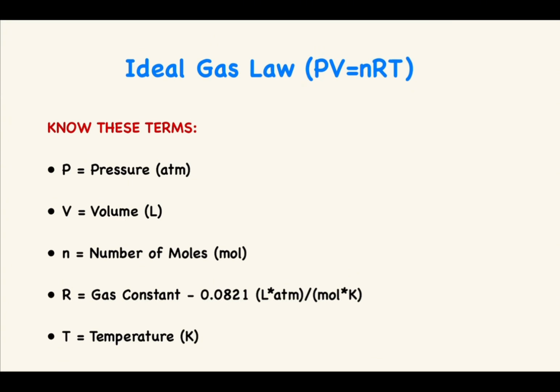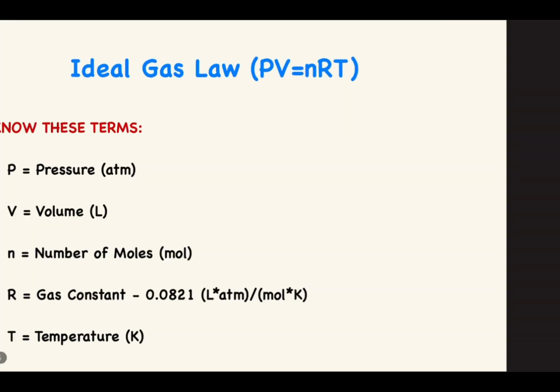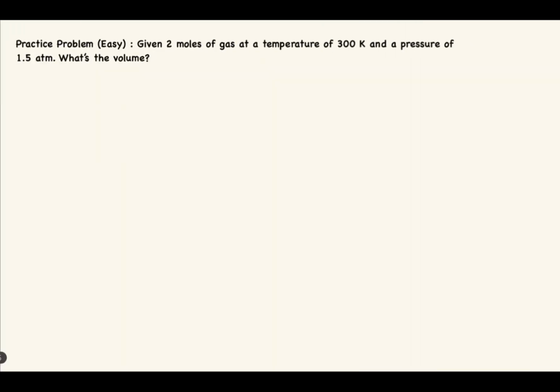So yeah, let's just get right into it. We can do a quick little practice problem to start. It says, given 2 moles of a gas at a temperature of 300 Kelvin and a pressure of 1.5 atm, what's the volume? So the first thing I check for is, okay, do we have all of the correct units? And in this scenario, we have moles, Kelvin, and atmospheric pressure. So I see no issue.